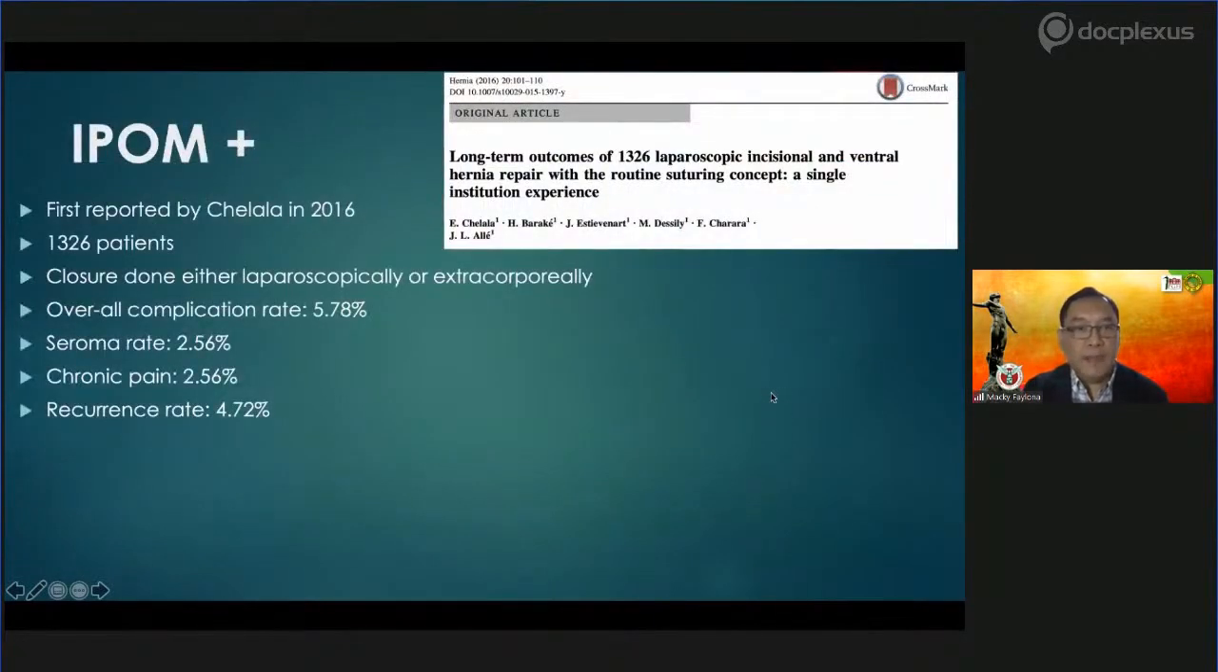So the IPOM Plus was first reported by Chilala in 2016. He reported it in 1,326 patients. The closure was done either laparoscopically or extracorporeally. And you would note that the complication rate, the seroma rate, the chronic pain, and the recurrence rate are quite low.